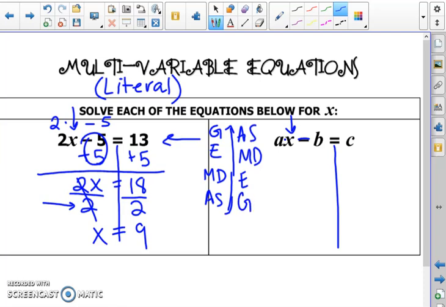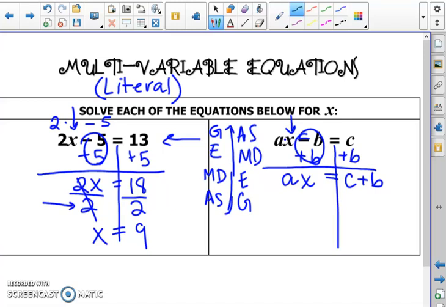So addition, subtraction comes first, and we can add b to both sides of this equation. That becomes a zero pair. We're looking at ax is equal to c plus b. Now, in our algebraic equation, we were able to combine 13 and 5 and make it 18. That's because 13 and 5 are both numbers. They're like terms. Are c and b like terms? No, they're two different variables. So we can't combine them. They stay as separate terms, c plus b.